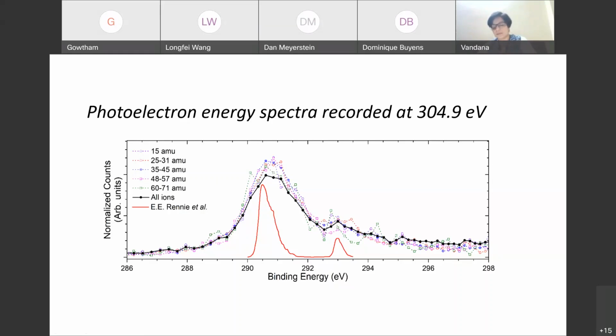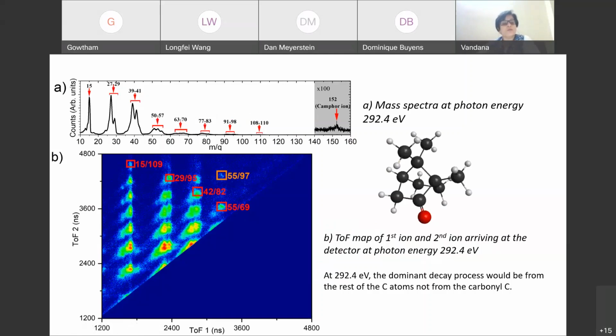So this is essentially telling you the binding energy, and we actually saw that with Rene et al. They also published this result long back, where they looked into the electron energy spectra, and the binding energies are matching quite well with them. So now coming to the main fragmentation channel we are interested in.